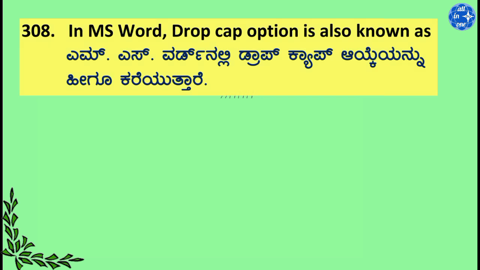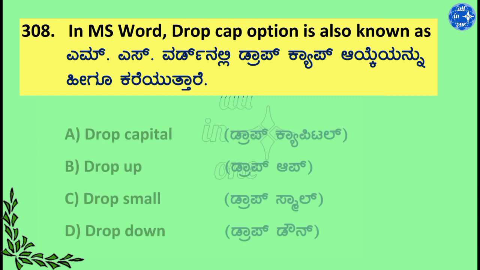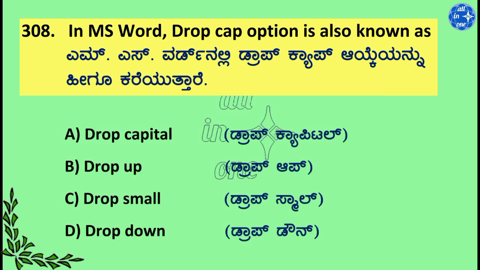Question: in MS Word, drop cap option is also known as dash. Option: drop capital, drop up, drop small, and drop down. Right answer is drop capital.